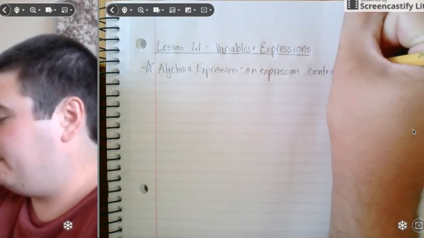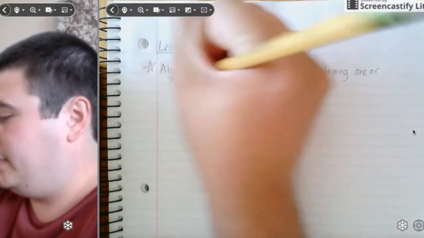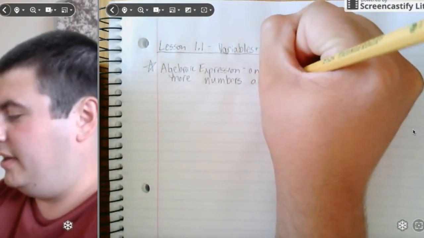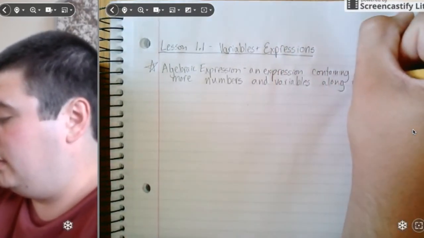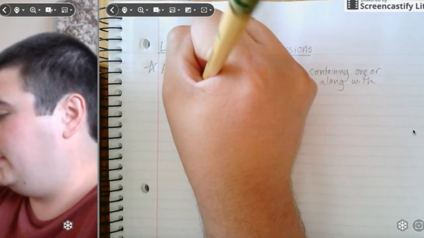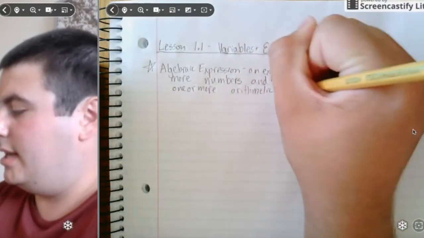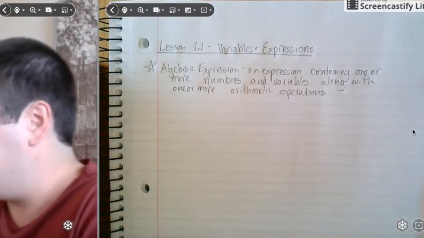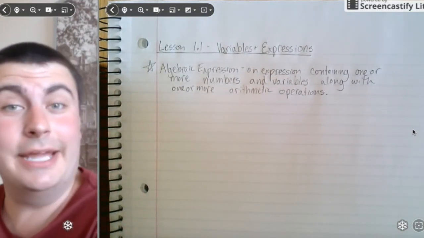An algebraic expression is an expression containing one or more numbers and variables along with one or more arithmetic operations.